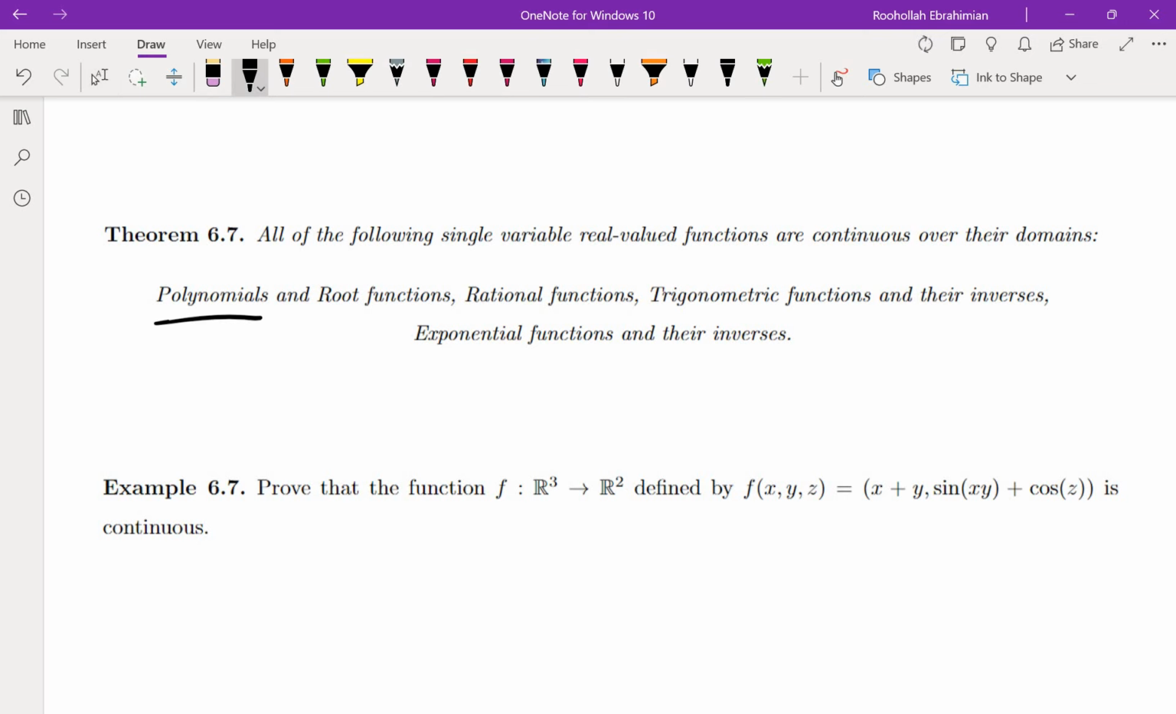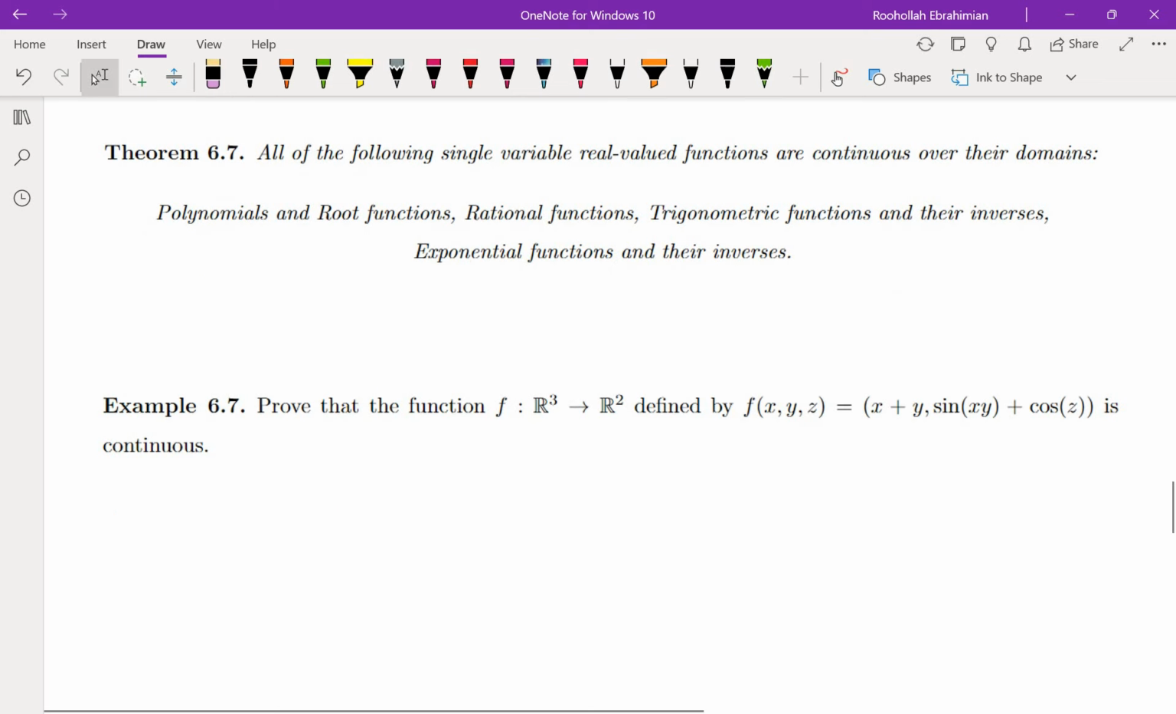Root functions are continuous. That's a little bit different, so you have to do it separately. Rational functions, polynomial over polynomial, are continuous. Trigonometric functions and their inverses are all continuous. Exponential functions and their inverses are all continuous. So these are all continuous functions, and we really won't be able to go over the details of the proof. That's a whole different story, and every one of them is going to be time consuming.